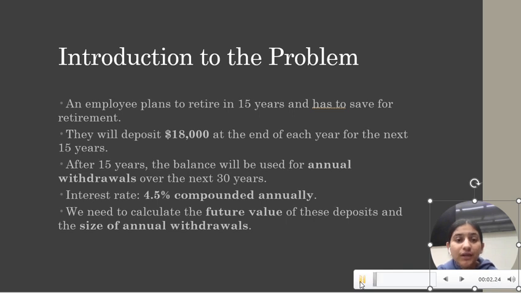So now the introduction to the problem. An employee plans to retire in 15 years and has to save for retirement. They will deposit $1,800 at the end of each year for the next 15 years. After 15 years, the balance will be used for annual withdrawals over the next 30 years. And also, the interest rate is 4.5% compounded annually. We need to calculate the future value of these deposits and the size of the annual withdrawals.